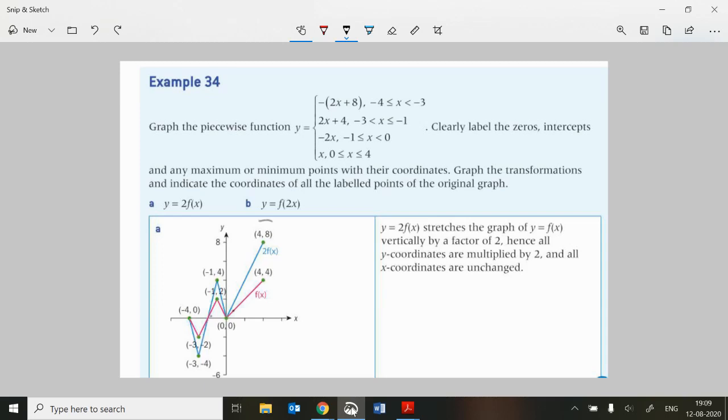Remember that this definitely stops at (4, 8) here, which is doubling the y value of (4, 4). It definitely stops at (4, 8). You cannot just keep drawing this one upwards. There is a restricted domain and a restricted range in both of these cases. You need to be clear where you're finishing for these graphs.